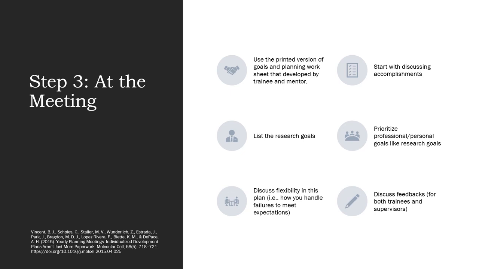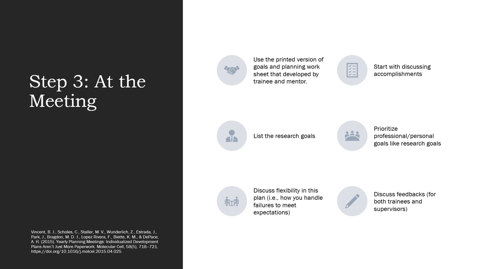Then go with the list of research goals and discuss your goals and the student's goals, and try to mutually agree which goals are high priority, medium priority and low priority. The next step is you need to prioritize their professional and personal goals, similar to the research goals. That is very important in this process. The whole process is about training your student to success in their chosen career path.